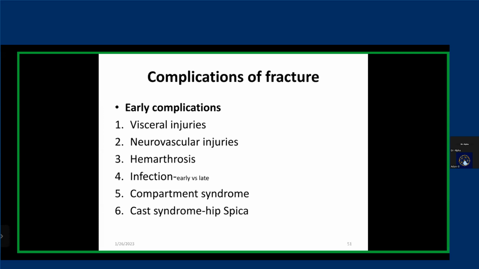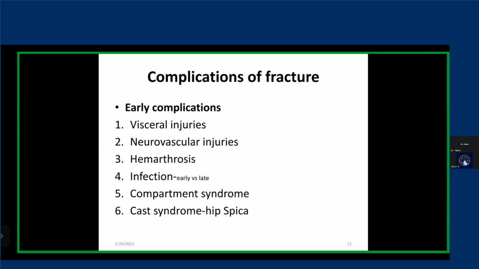Hemarthrosis is an early complication. That's bleeding into the joint, and we may see infections, especially in open fractures, and maybe sometimes even in closed fractures, because there are studies showing that if there is a hematoma, that could be a focus for bacterial seeding, because at any given time we have bacteria circulating in our blood, and that might seed in the hematoma, and we might have infection. Because the symptoms of fracture are very similar to infection, we need to have a high index of suspicion.